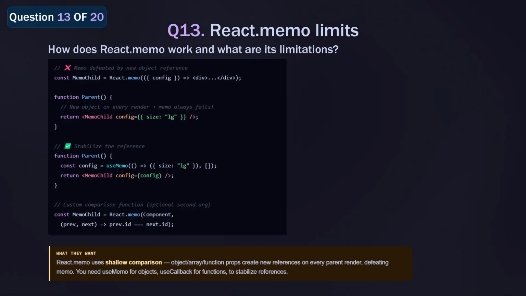For functions, use useCallback. React.memo accepts an optional second argument, a custom comparison function, for cases where you need deep equality or custom logic. What they want? You know the shallow comparison gotcha and how to handle it.